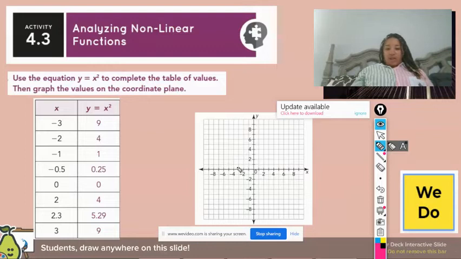I have -3 here, and then we have 9 all the way up here. Bam. We have -2 and 4. That's what that looks like. I have -1 and 1. That's going to be here, if you can see them. Then I have 0, 0, the origin. And then I'm just going to be doing whole numbers. I'm not going to be worried about these rational numbers. 2 and 4. Let's see, we're going back up here. Woo. And then we have 3 and 9.